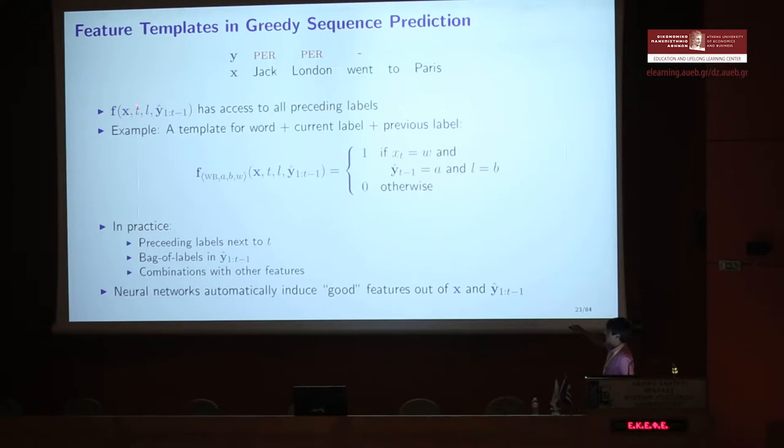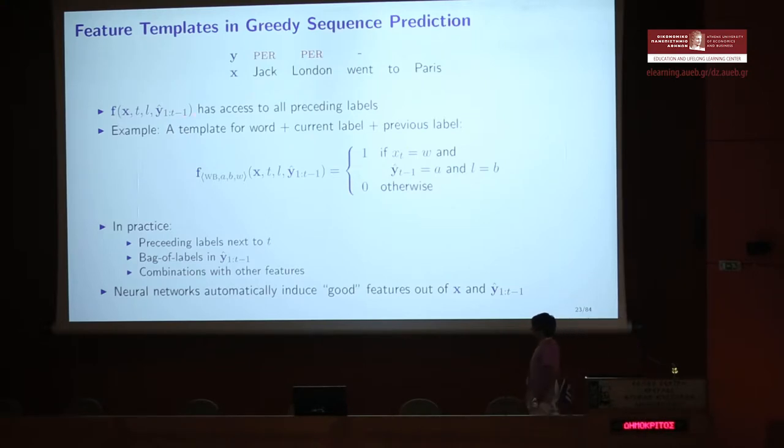Now let's go to the greedy model. The feature template not only has access to L, which is the candidate label we are trying to assign, it also has access to the labels we already predicted, right? So the feature templates can now have more information. They can encode all that we can encode without that, plus features about the previous label itself. So I can have a template that captures the current word, the current label, that is L, and the previous label. So this indicator says one if the current word is W, the candidate label is B, and the last label in this sequence of labels is A.